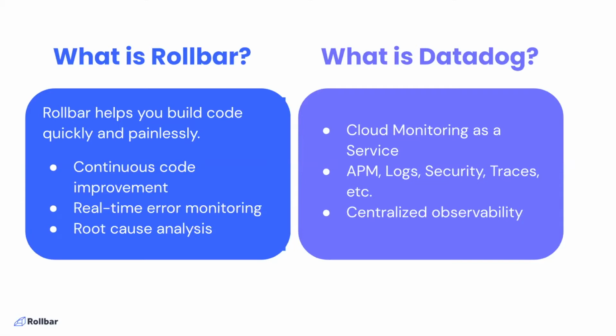This may be something that's a little less clear to folks. Rollbar is a tool to help you build code quickly and painlessly. We do this through our foundational product feature, which is real-time error monitoring and reporting. Rollbar lives inside of your code and reports those exceptions and errors from your running code back to the Rollbar platform, and that's where we perform some of our analysis and grouping.